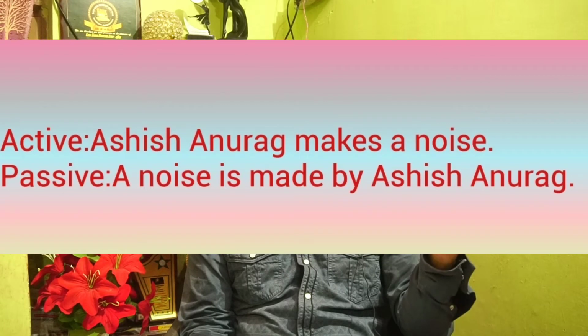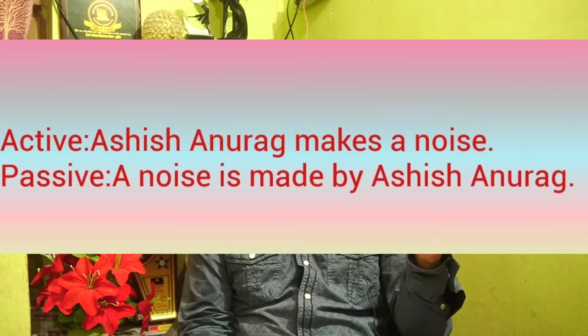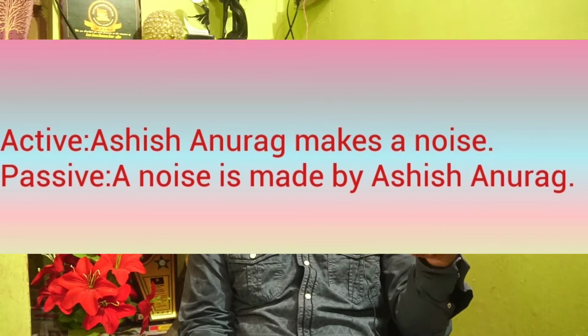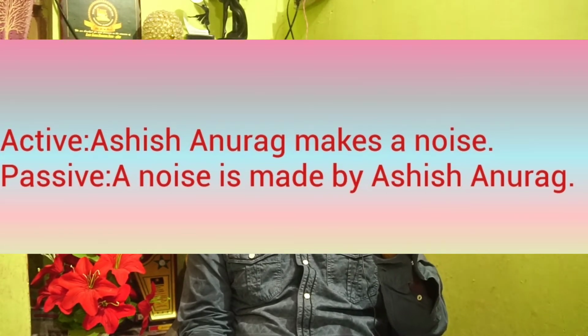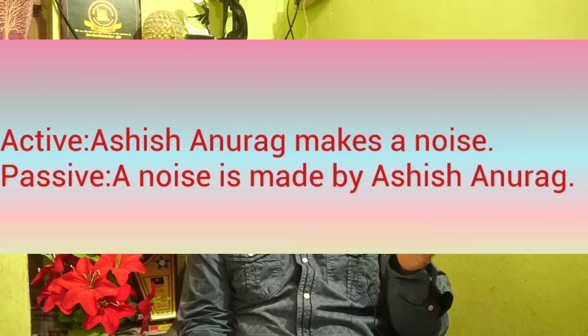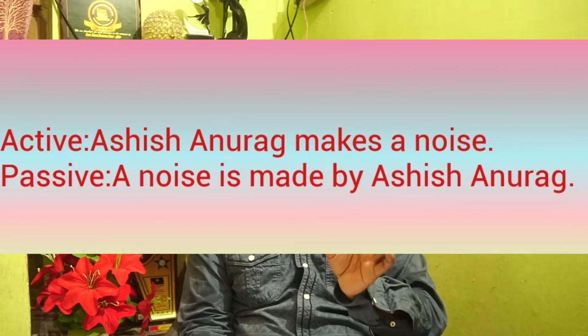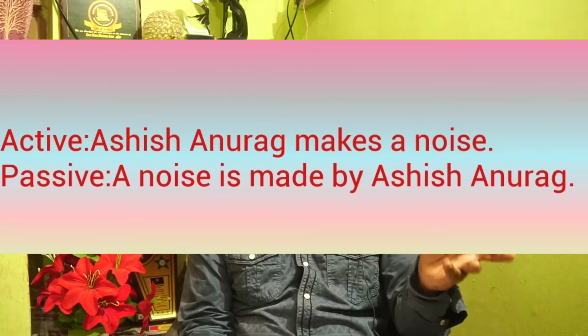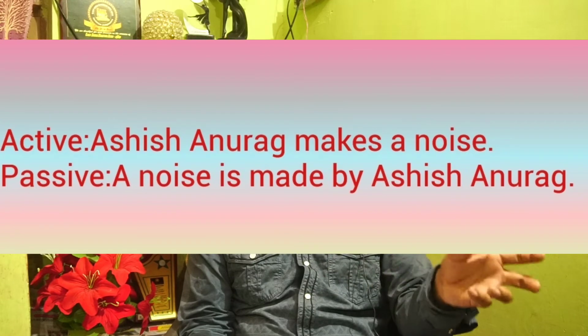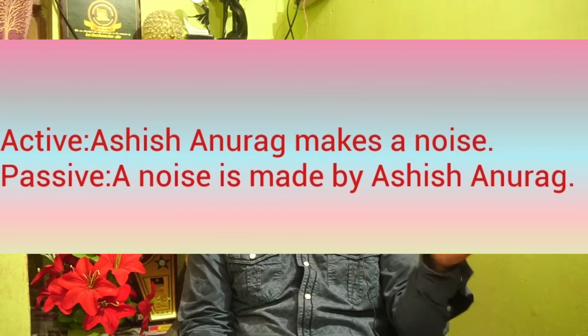After that, use the auxiliary verb according to the tense and the number. What form is this sentence in? Present tense, and what are they doing? Making a noise. Noise is in singular form. So we just add is: a noise is. Then what is the main verb? The rule says the main verb has to be converted into the past participle. So here it is makes, we'll convert it to made. So a noise is made. Then we add the preposition by, and then we bring the subject in the last place: a noise is made by Ashish Anurag. So this is one of the examples of simple present tense.